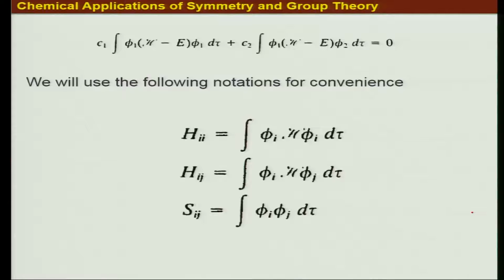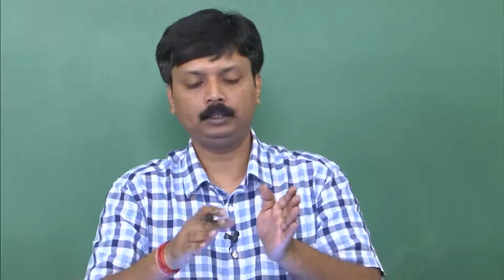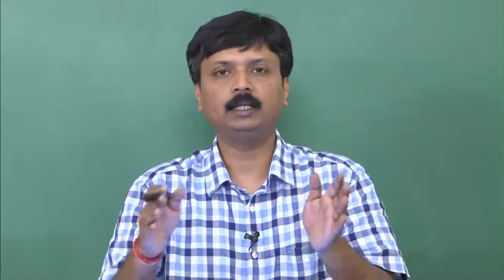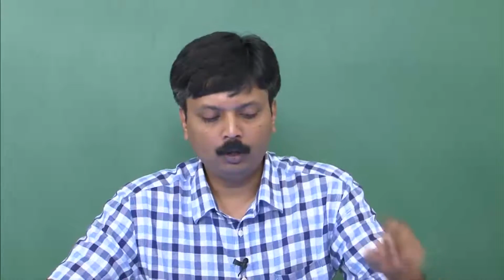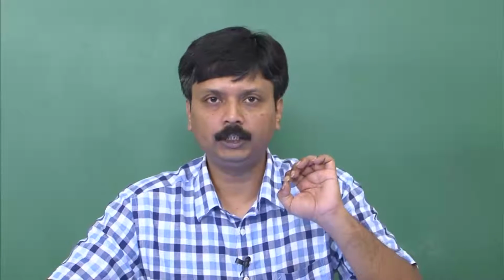So what I just said is written here, right? I multiplied both the sides by phi 1 and then I integrated over d tau. So that will remain equal to 0. Now in this expression, you can see that there are several different integrals, because you can separate these different quantities like H minus E. When you expand, you get several integrals. So we will use certain notations for simplicity.